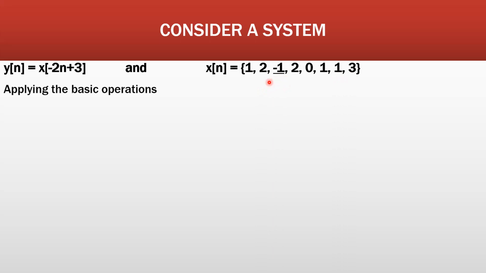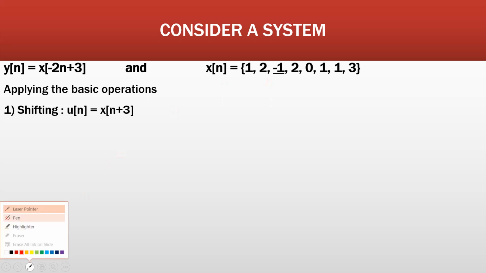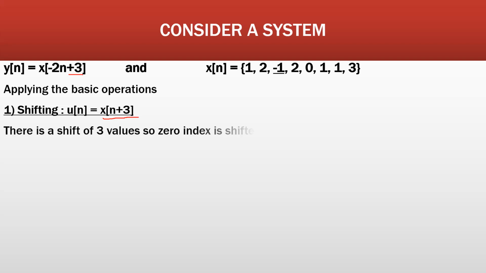Now we are going to apply the following operations, basic operations that I have previously explained. Number one is shifting. We will shift the system according to the equation. Plus 3 indicates a shift of 3 times. So we can write it as x of n plus 3, means the system is shifted 3 times.